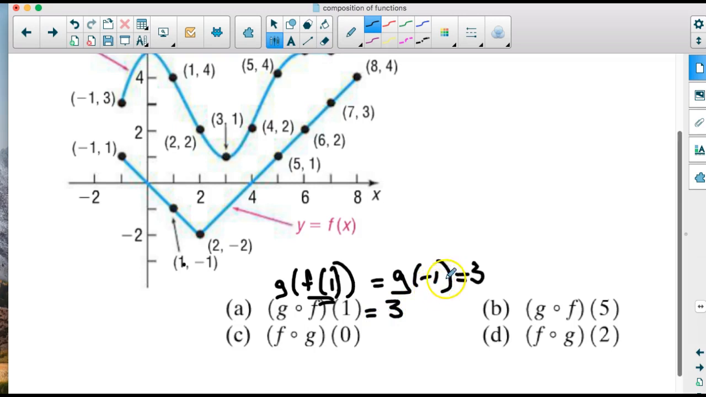Okay, I'm going to give you a second. Why don't you try this one? Pause that for a minute, and then we're going to check.